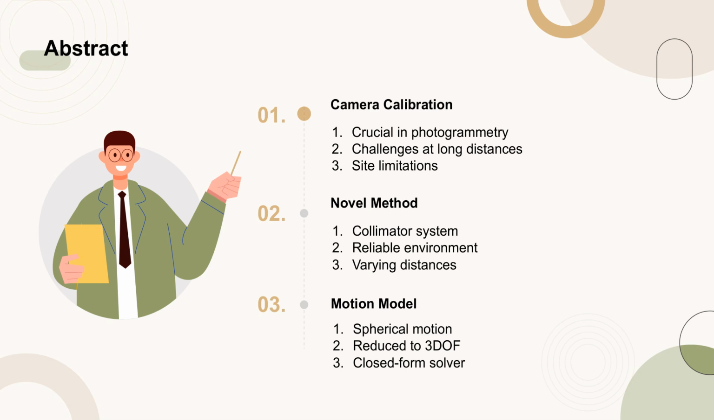It points out the difficulties faced in practical scenarios with long working distances and site limitations. To address these challenges, the paper introduces a novel method using a collimator system, which provides a reliable and controllable environment for calibration across varying distances. The method simplifies the relative motion between the target and camera to a 3DOF pure rotation motion, and proposes both a closed-form solver for multiple views and a minimal solver for 2 views. The effectiveness of this method is demonstrated through both synthetic and real-world experiments, showing its superiority over existing state-of-the-art methods.